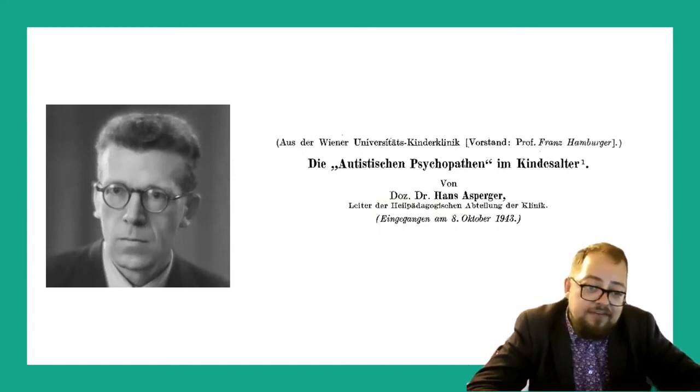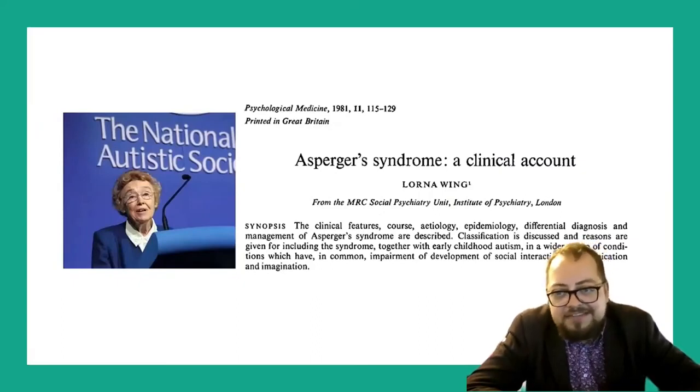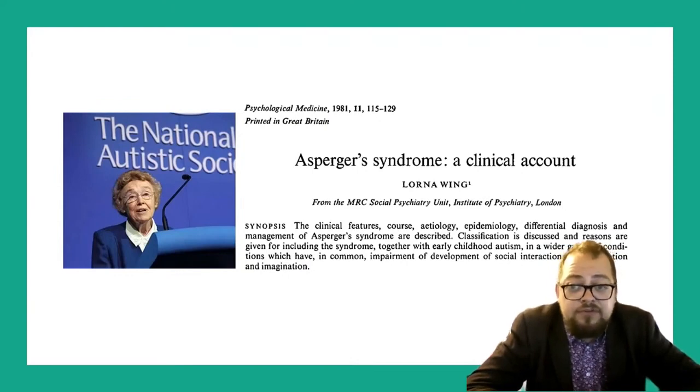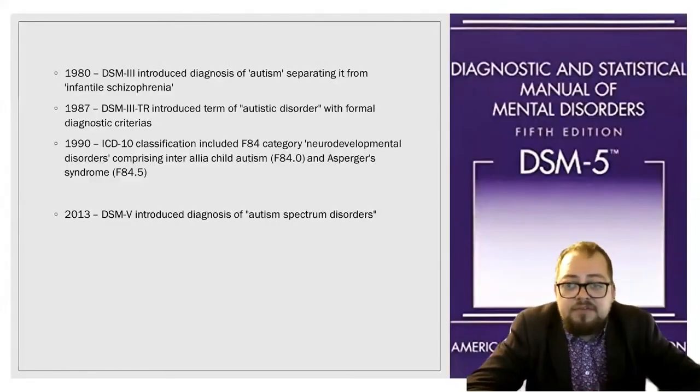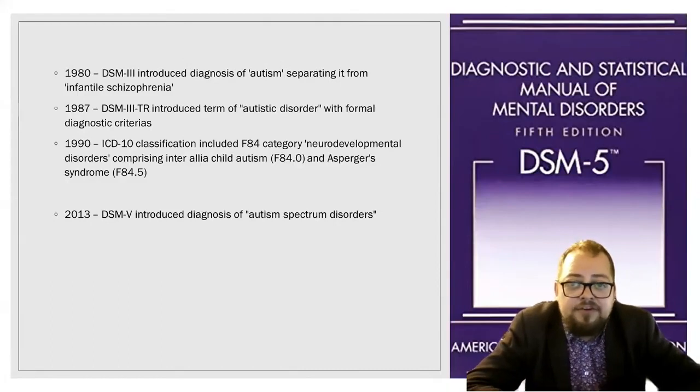In fact, he was rediscovered in 1981 by United Kingdom psychiatrist Lorna Wing, who was puzzled by strange presentation of some patients who seemed autistic, although didn't present with impairment of language and intelligence. She was the first person who ever used the term Asperger's syndrome. In 1980, the term autism was first introduced in Diagnostic and Statistical Manual of Mental Disorders. But until 1987 and DSM-3-TR, it lacked formal diagnostic criteria.